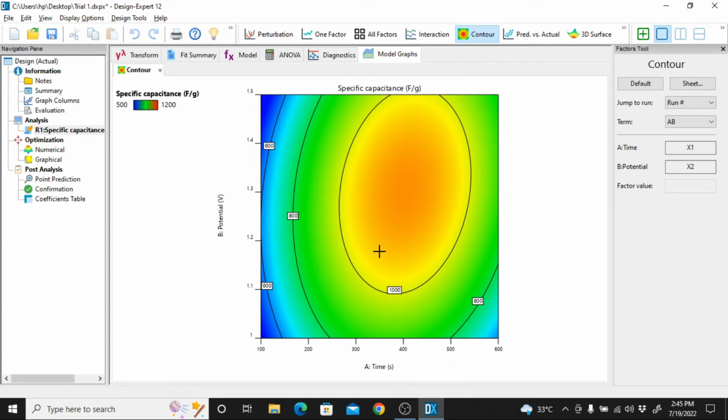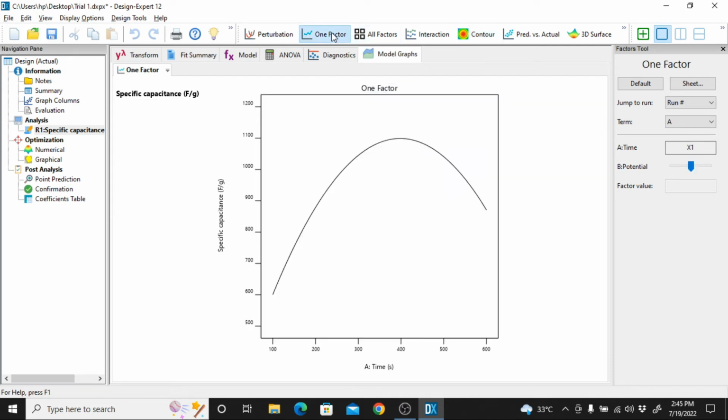You can see that your specific capacitance is concentrated in the middle, meaning that you actually successfully see whether the interaction, by increasing time or voltage, increases the specific capacitance or not. If you're not really sure, you can click all factors here. Click one factor first. Okay, you can see a good curve here, or you can click factor A, meaning that you increase time. What happened is that at one point it reached the maximum specific capacitance, and the specific capacitance drops if you increase the time.